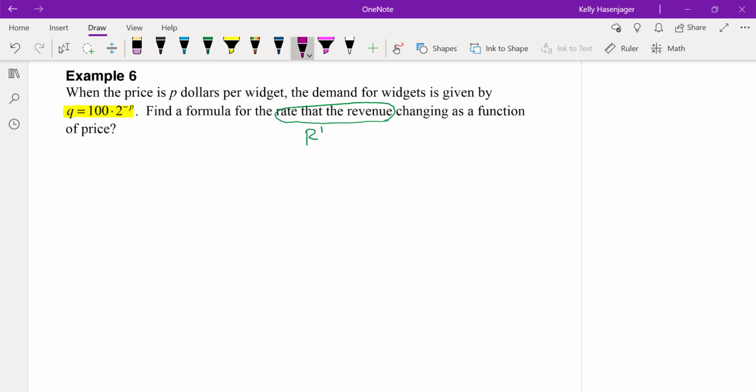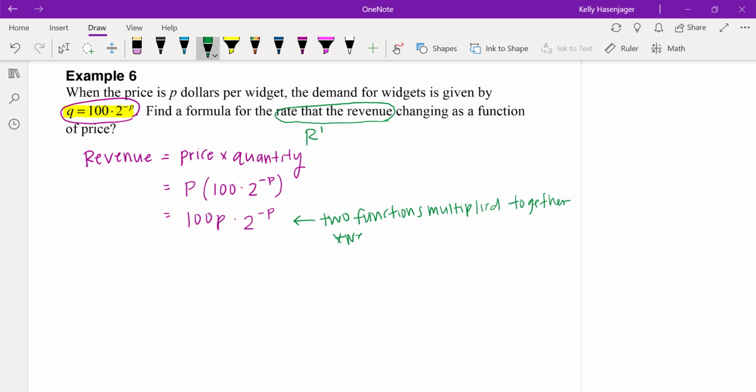In order to take the derivative of the revenue, we're not given the revenue function, so we need to create the revenue function first. We learned a while ago that revenue is price times quantity. Price is P, and the quantity is the function that they gave us, so 100 times 2 to the negative P. Now notice that our function is two functions being multiplied together. So we're going to need the product rule to take the derivative.